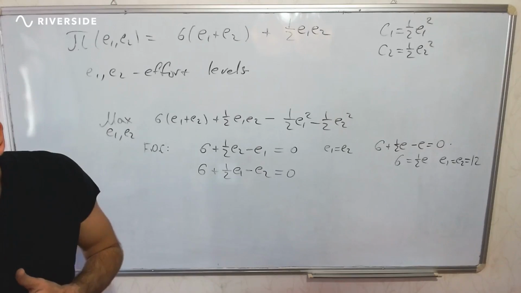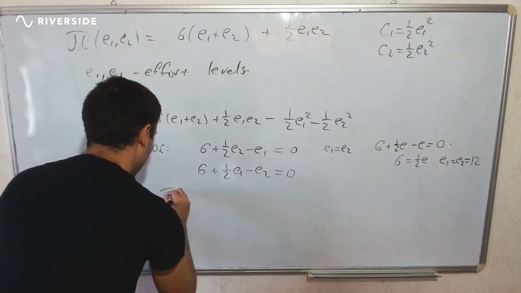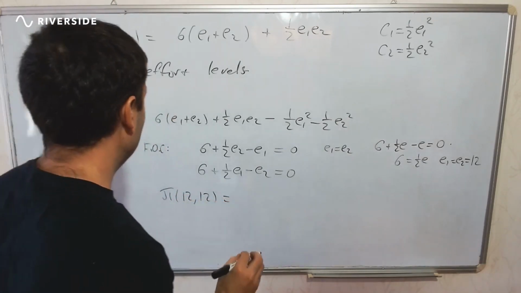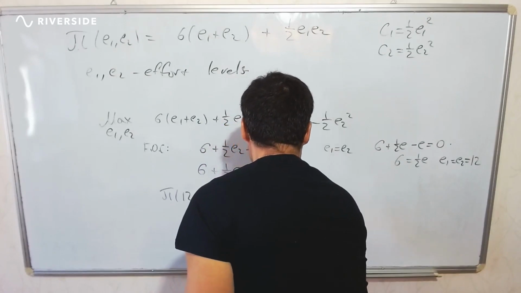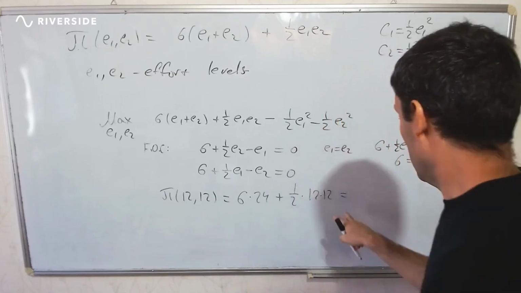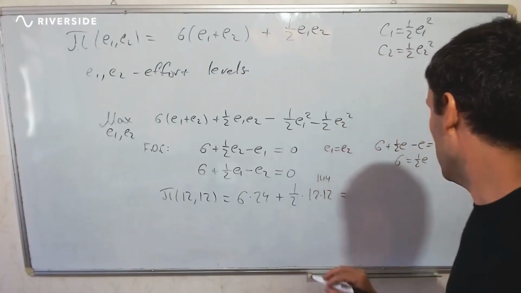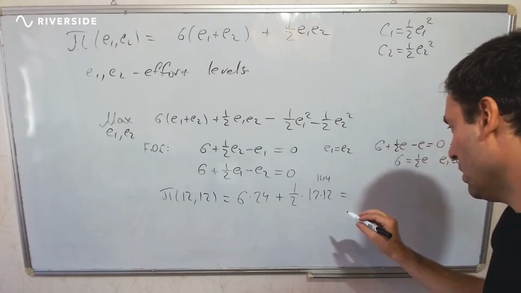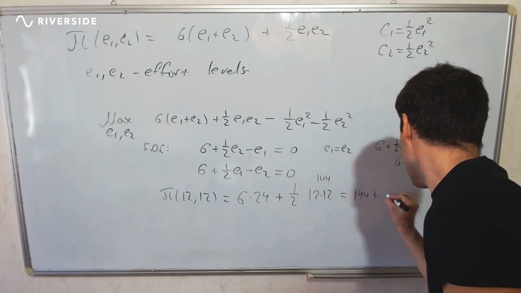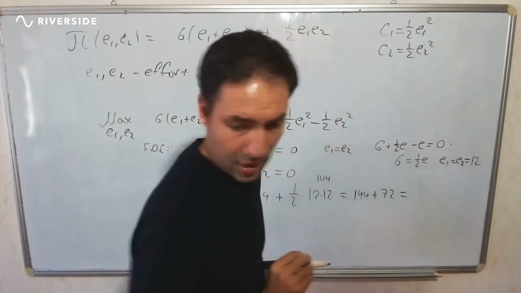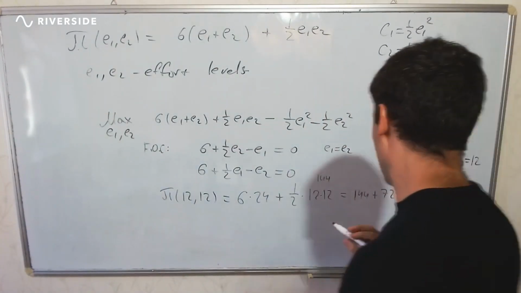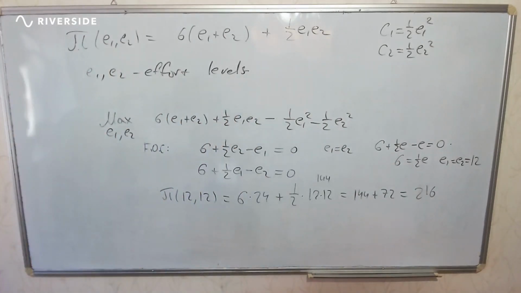When they do this, we can calculate profit to the firm. When both agents act at 12, it's 6 times 24 plus 1/2 times 12 times 12. That's 144, and half of 144 must be 72. So that's 144 plus 72, which must be 216. 216 looks correct. So that's the total profit.